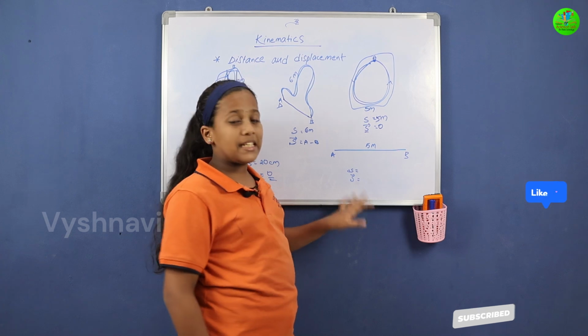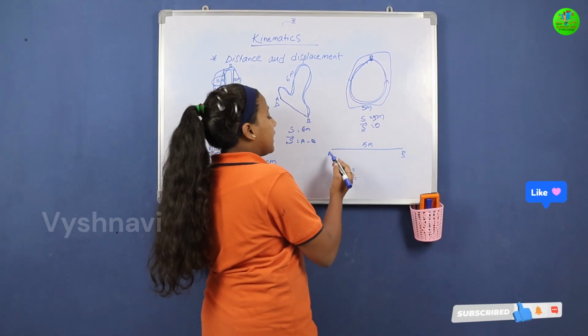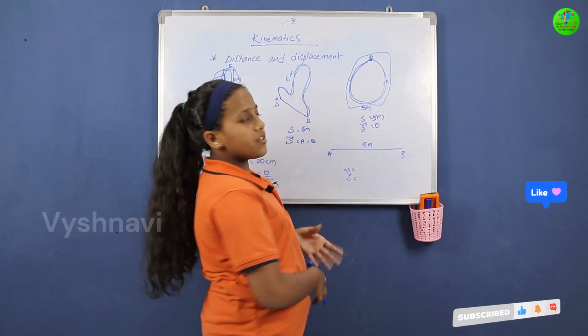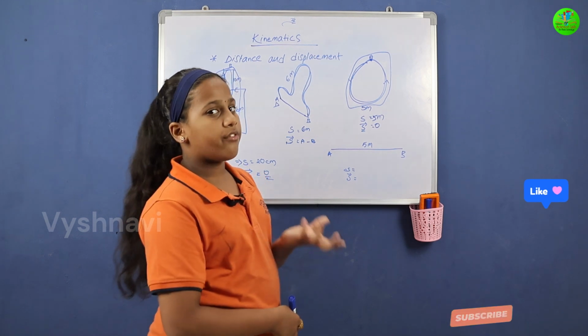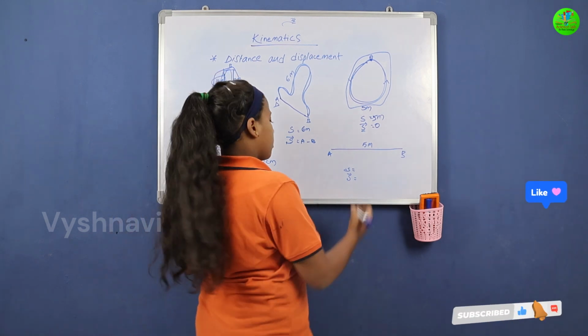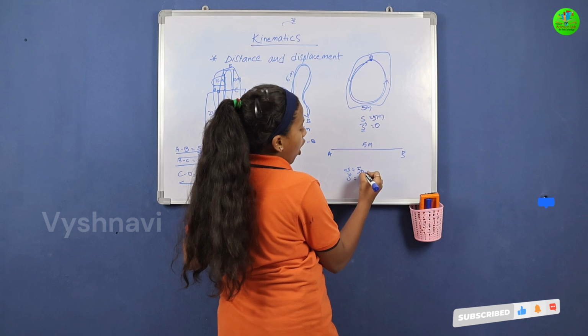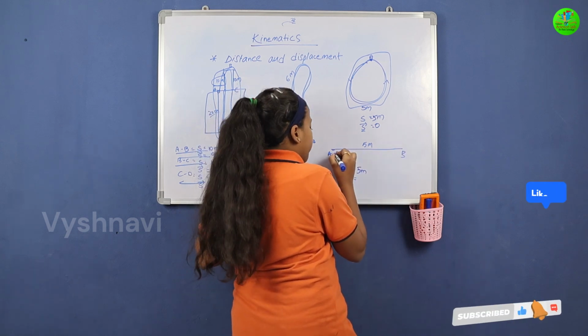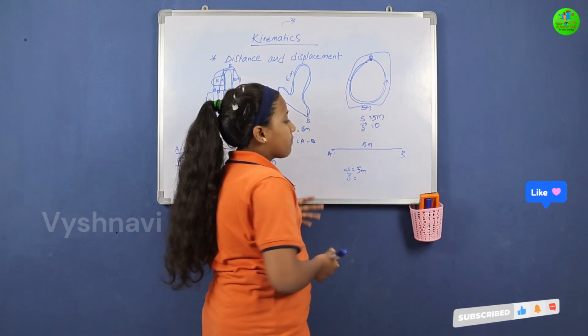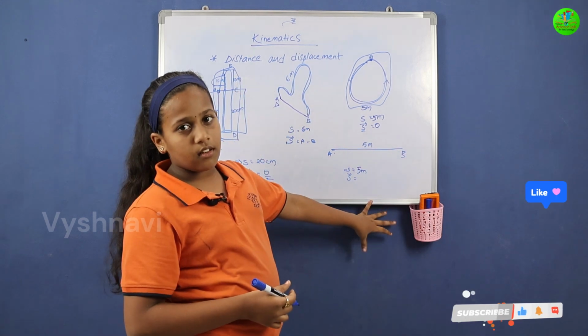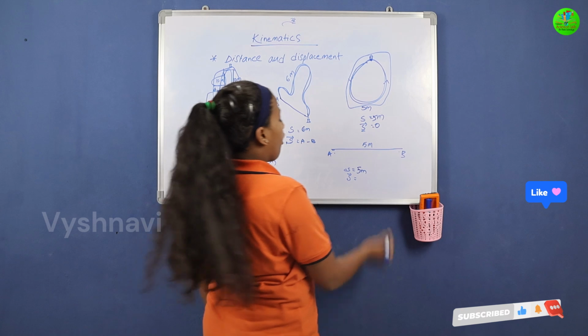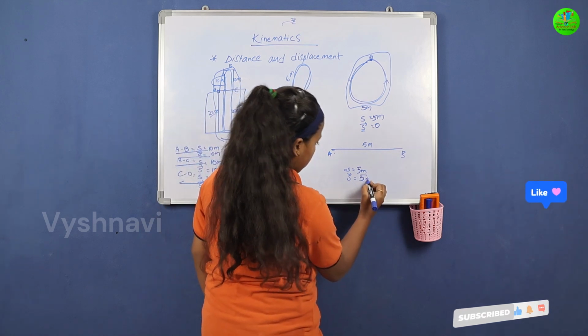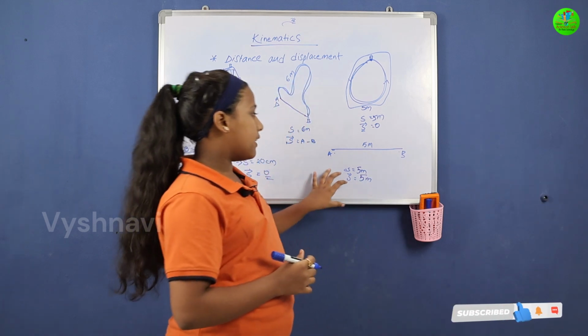And our fourth sum is a straight line. A straight line carries 5 meters. The distance is 5 meters. The value they gave is 5 meters, so the distance is also 5 meters. Okay, no shortest path here, and he travels from here and ends here. So what is the displacement here? The displacement is also 5 meters.